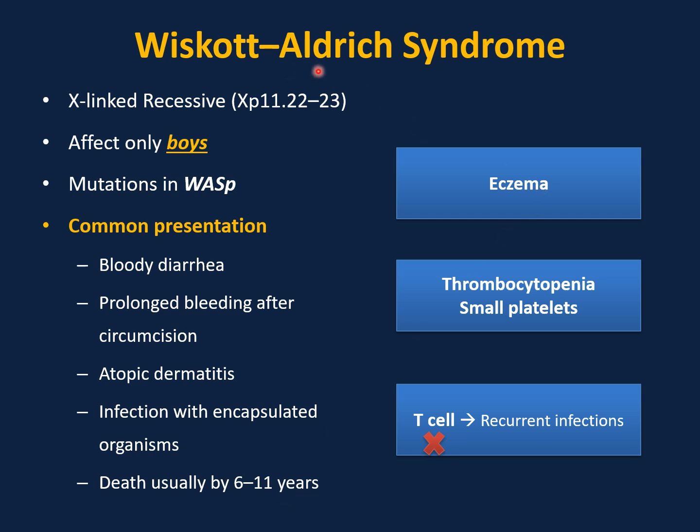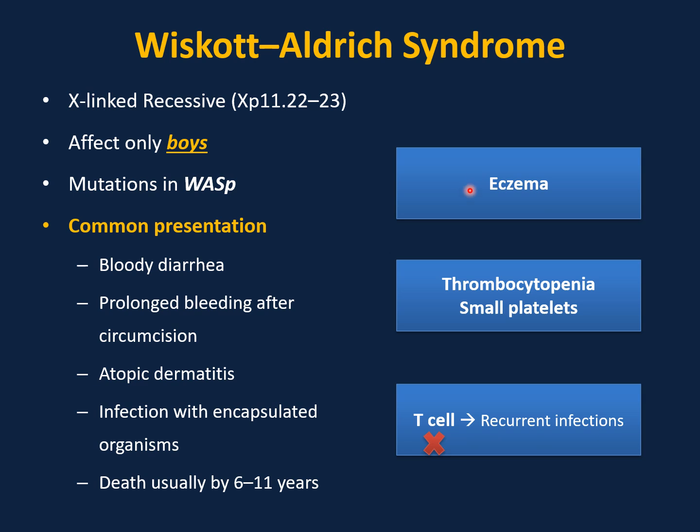The key words for this disease: eczema, thrombocytopenia, and small platelets. Remember that ITP, or idiopathic thrombocytopenic purpura, will be associated with thrombocytopenia, but the platelets will be large. In this case, here in Wiskott-Aldrich syndrome, remember the platelets are very small, and this is easy to see in the peripheral smear. So if you do just a CBC with peripheral smear, you will be able to diagnose this disease.